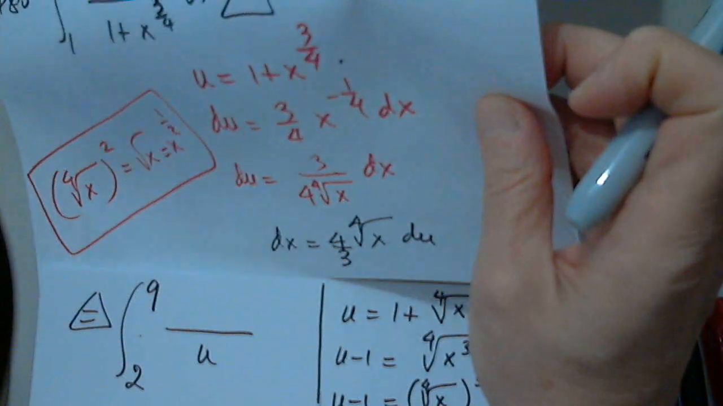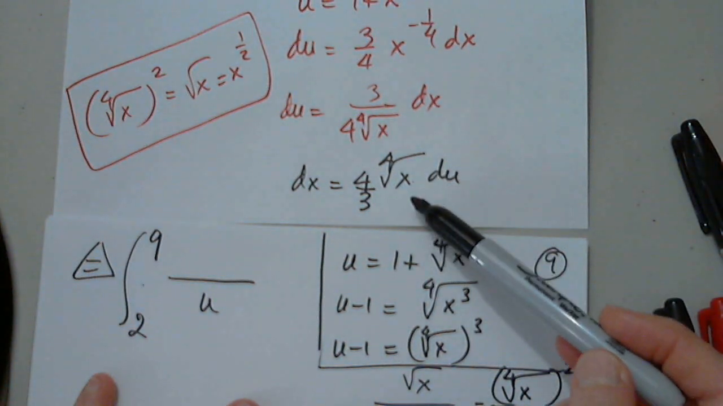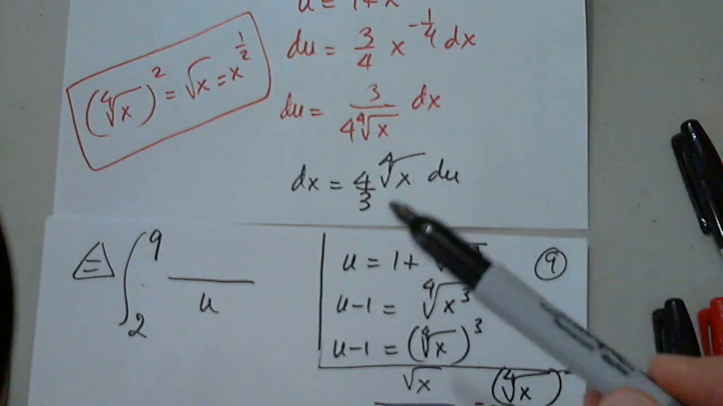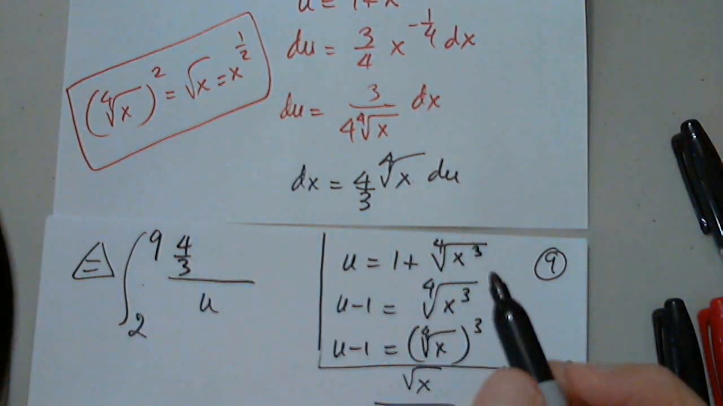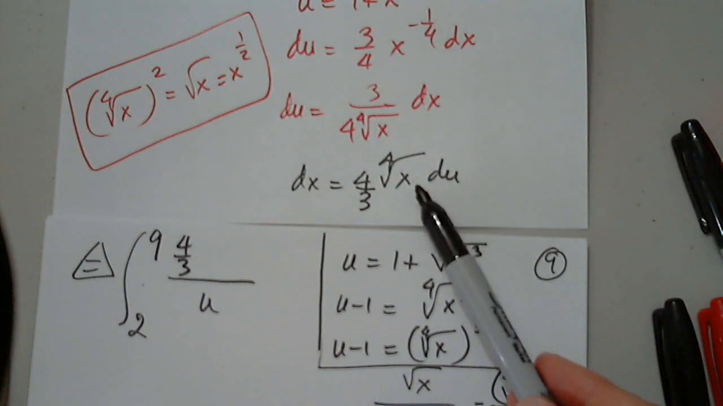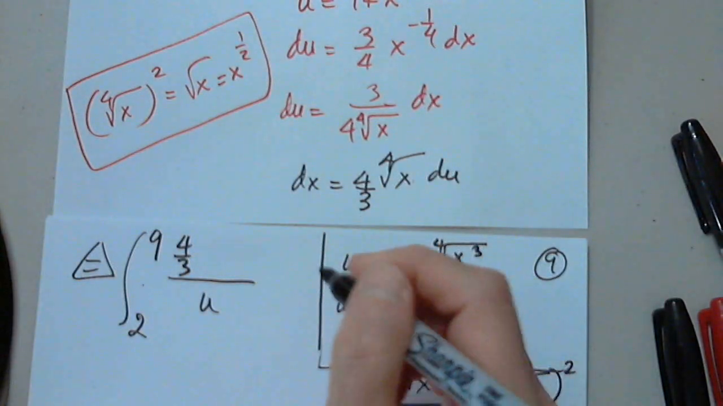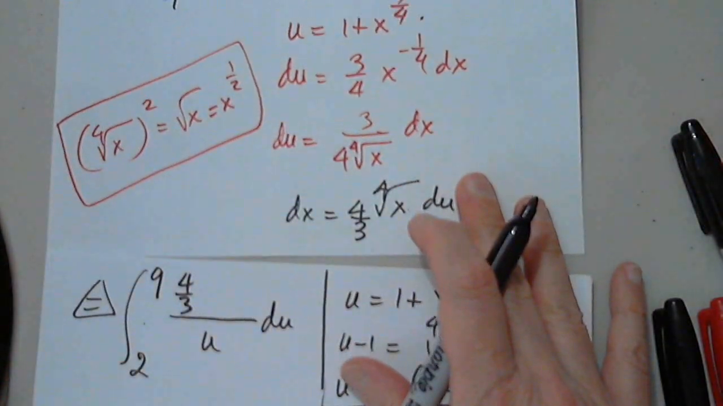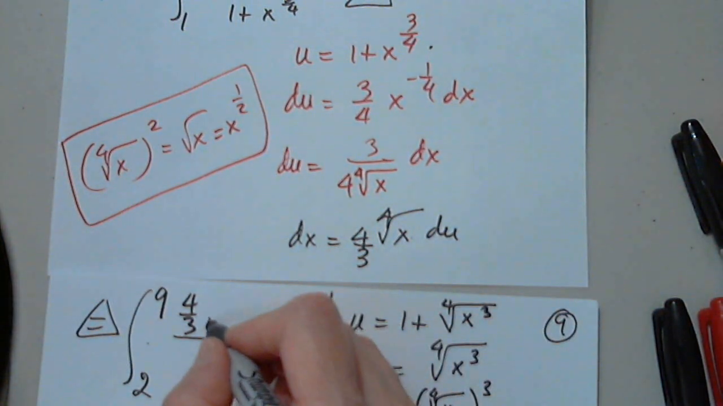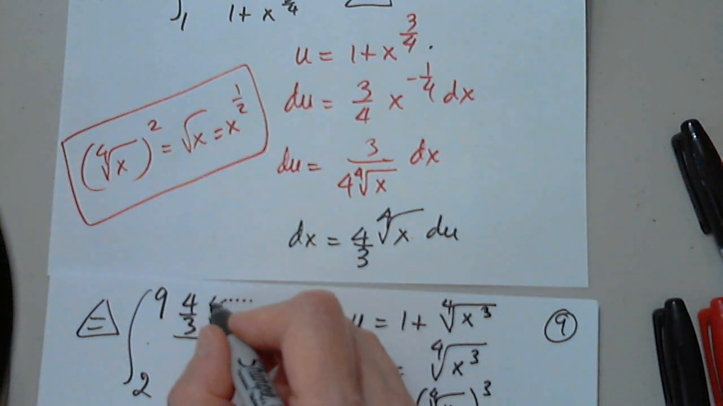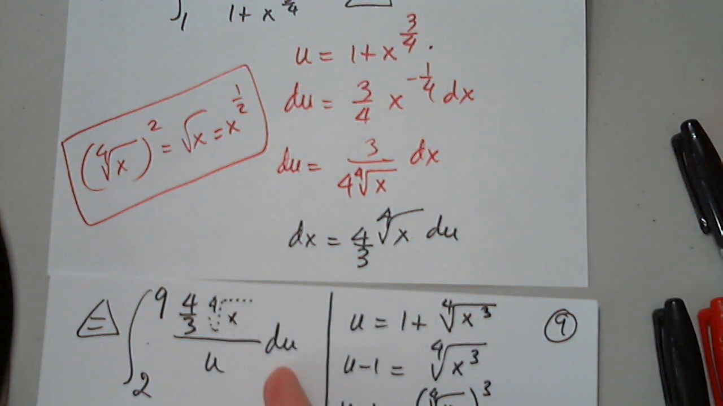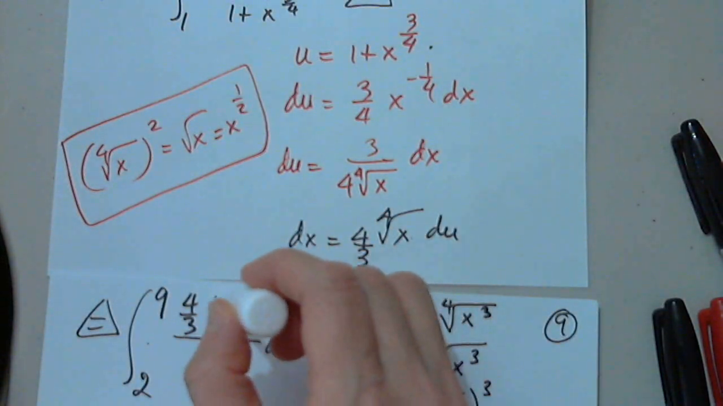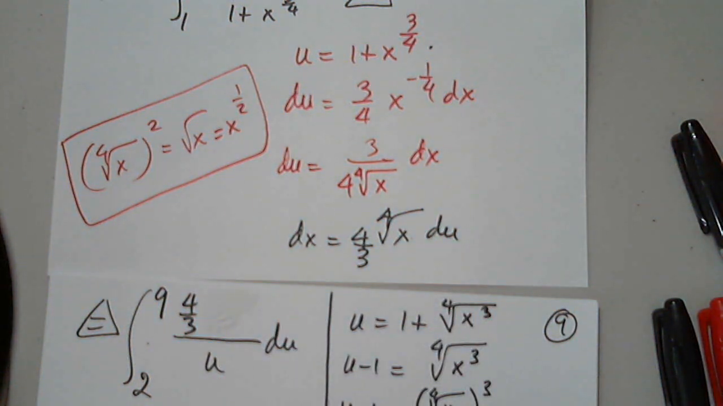Okay, let's see what we have here. We have the fourth root of x to, so 4/3. I need to get this out of the way somehow, and times du. But I cannot put the fourth root. I'm going to write it like this, but I'm going to erase it. I cannot put this in here because I have two variables in the same problem, and that's not allowed. So I only have to come up with the square root of the fourth root of x somehow in terms of u.